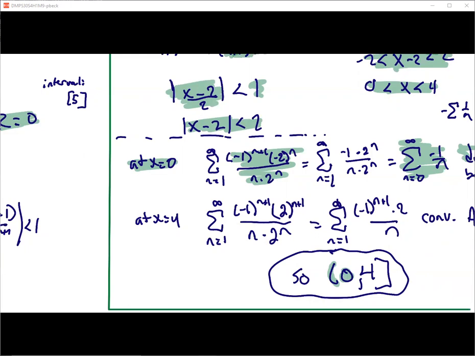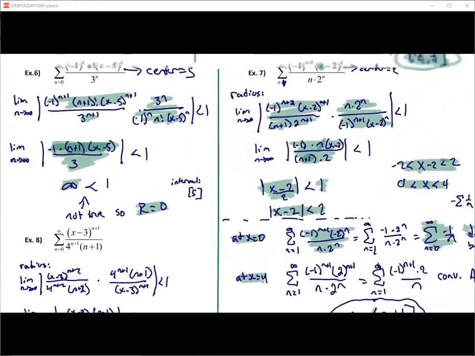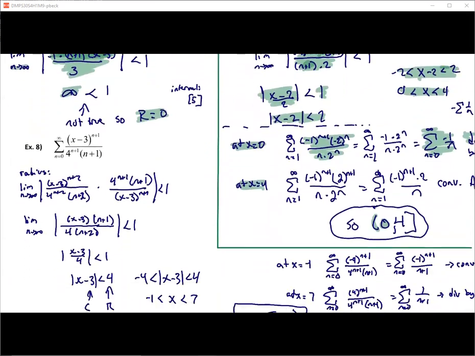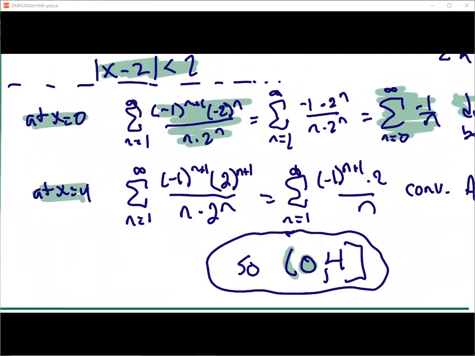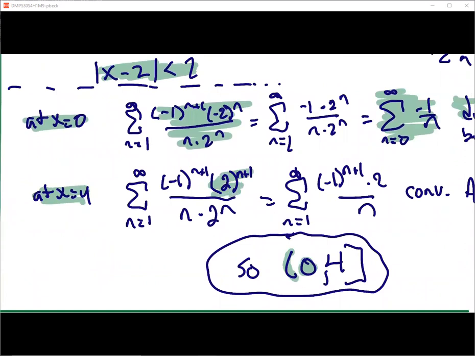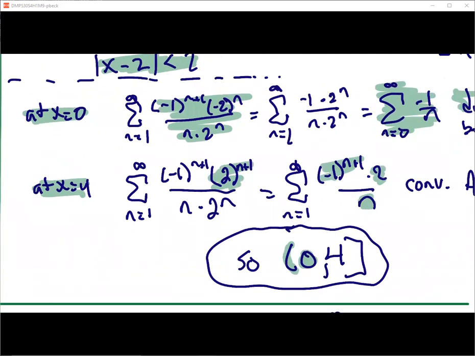Then let's go ahead and figure out what's going on at x equals 4. At x equals 4, once again, I plug in 4 for the x value up here. 4 minus 2 is 2. So that gives me 2 to the n plus 1. And then simplified, I get negative 1 to the n plus 1 times 2 over n. So this is alternating, so by the alternating series test, I have convergence at x equals 4. So I have divergence because negative 1 over n diverges, and I have convergence for the second part because negative 1 to the n plus 1 times 2 over n does converge, excuse me.